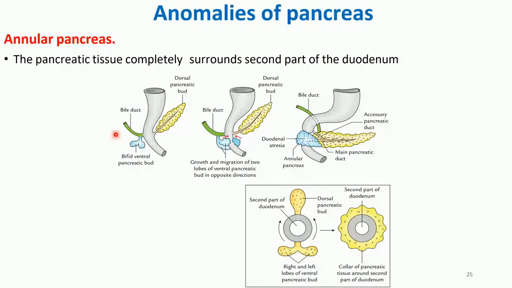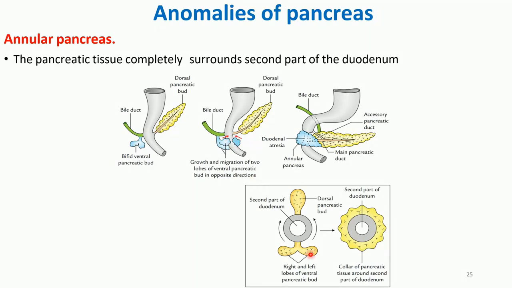We said normally during development, there is formation of the ventral bud and the dorsal bud. Normally the ventral bud has to rotate towards the left side. Okay, it rotates around the duodenum to come on the left side to fuse with its counterpart to form the gland. In some abnormal cases, the ventral bud can bifurcate, form two leaflets, and during rotation, these leaflets are going to move to opposite directions, and you can see they are going to surround the second part of the duodenum.